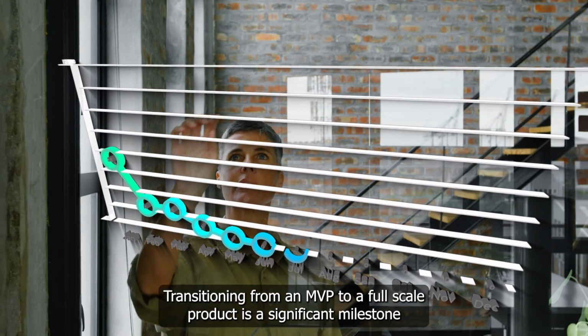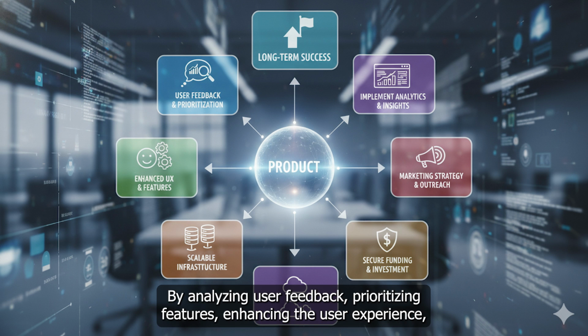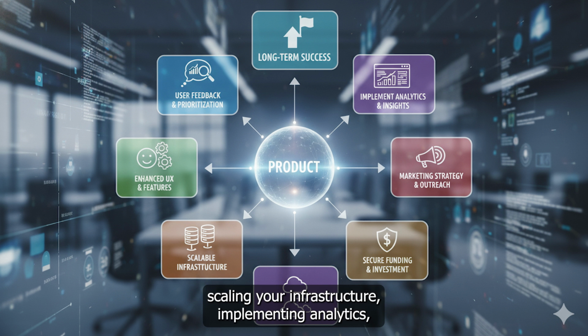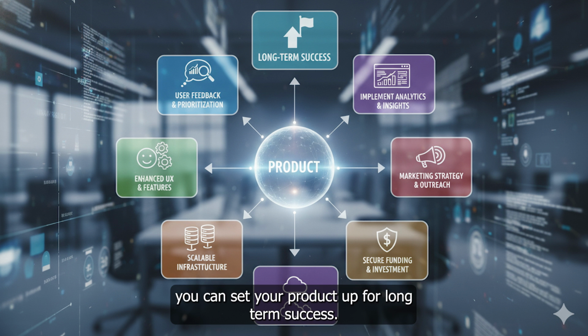Transitioning from an MVP to a full-scale product is a significant milestone in your startup journey. By analyzing user feedback, prioritizing features, enhancing the user experience, scaling your infrastructure, implementing analytics, developing a marketing strategy, and securing funding, you can set your product up for long-term success.